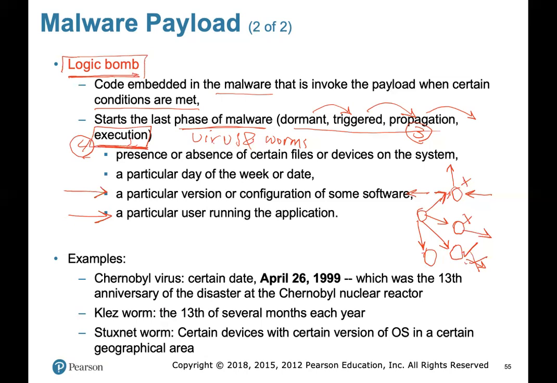Okay, I'm going to give you some examples of malwares here, and now I'm just focusing on the logic bomb. For example, in the Chernobyl virus, the logic bomb was a certain date. It was April 26, 1999, which was the 13th anniversary of the Chernobyl nuclear reactor disaster that happened in Ukraine. We have Code Red worm.